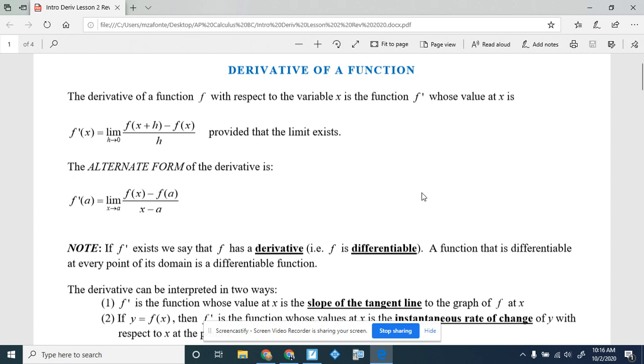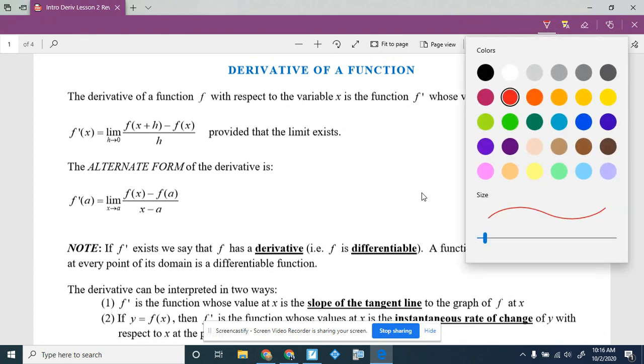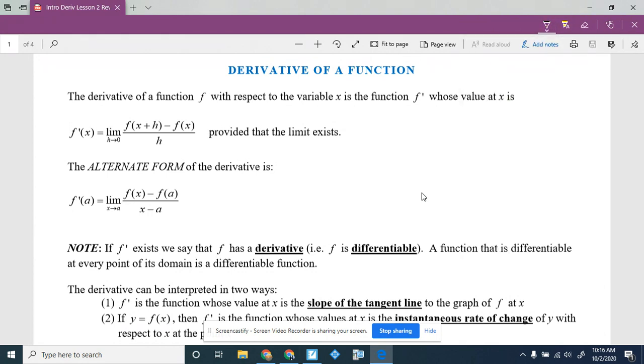Yo, welcome back. All right, today we are going to talk about the derivative of a function. What does that actually mean? Pretty neat stuff here. So here we go. I'm just going to start out with a definition.